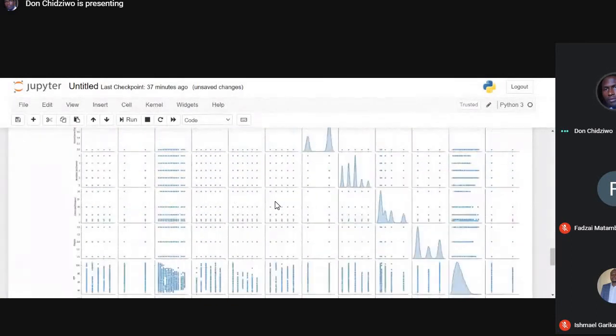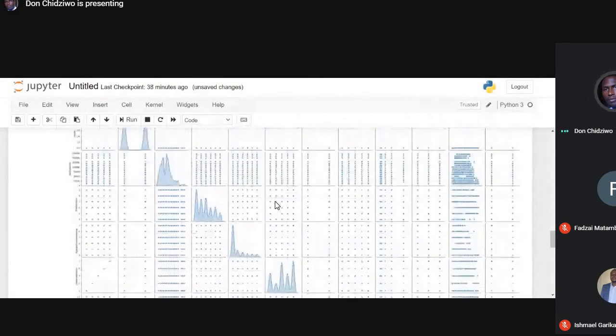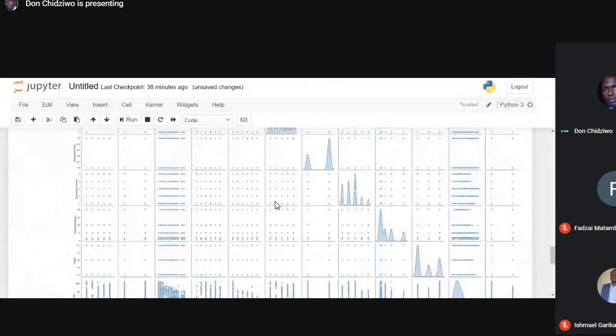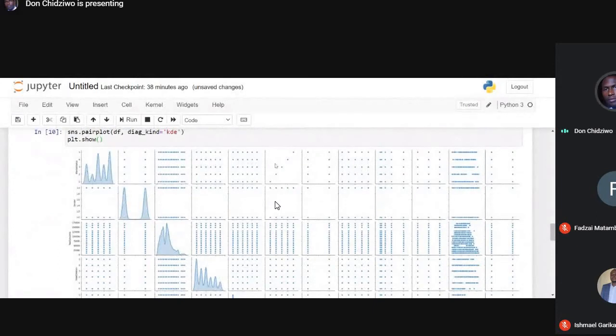This is marital status and what? House owner flag. No, and English education. In a positive relationship. Interesting.